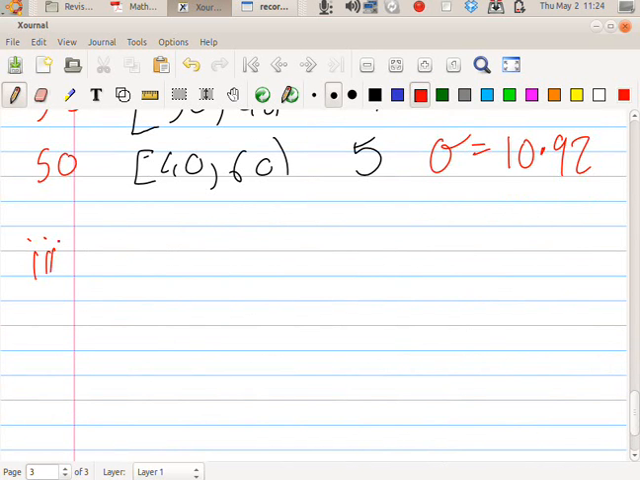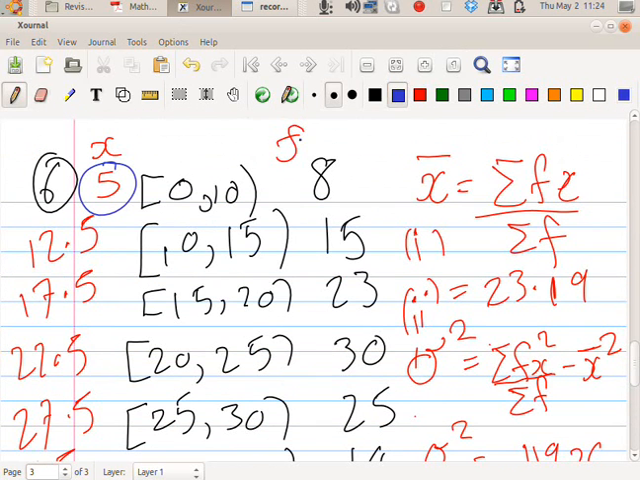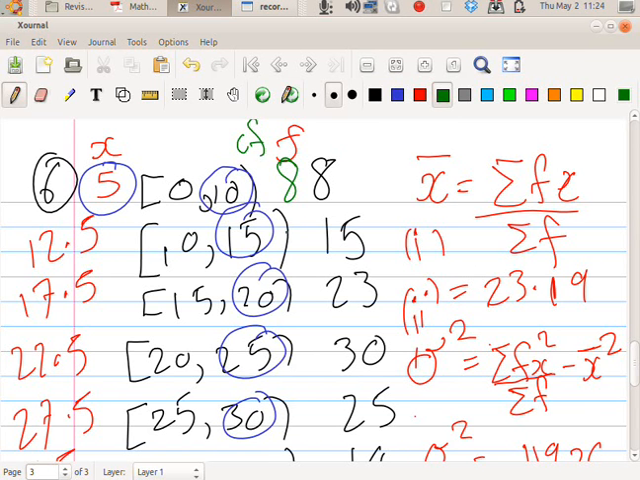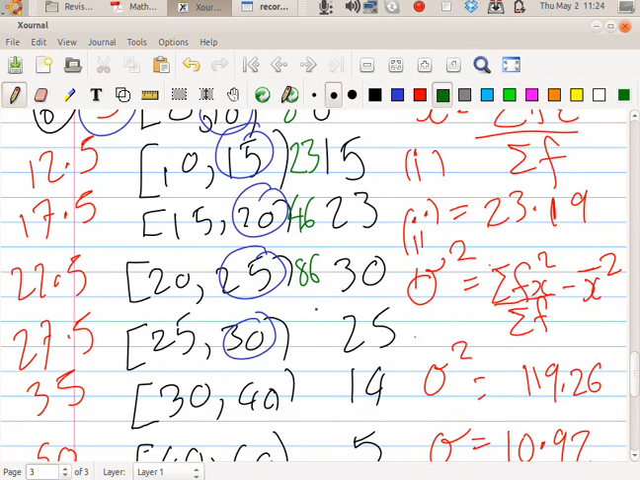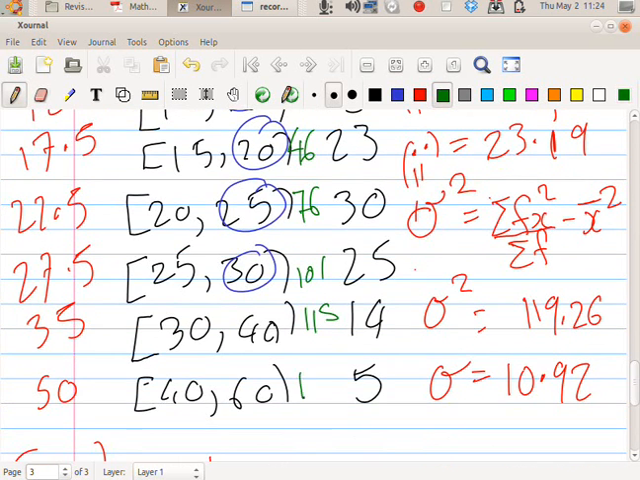3, he wants the cumulative frequency curve. So what goes on the x-axis? No, the upper limits. And then what goes on the y-axis? The cumulative frequency, which I don't have yet, so let me write that here. 8, 8 plus 15 is 23, and then 23 plus 30 is 53, plus 25 is 78, plus 25 is 101, 115, and then 120.